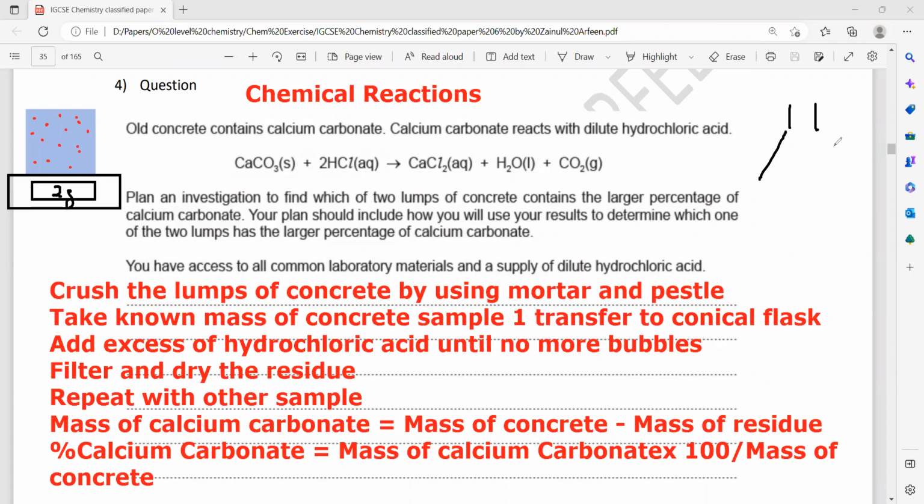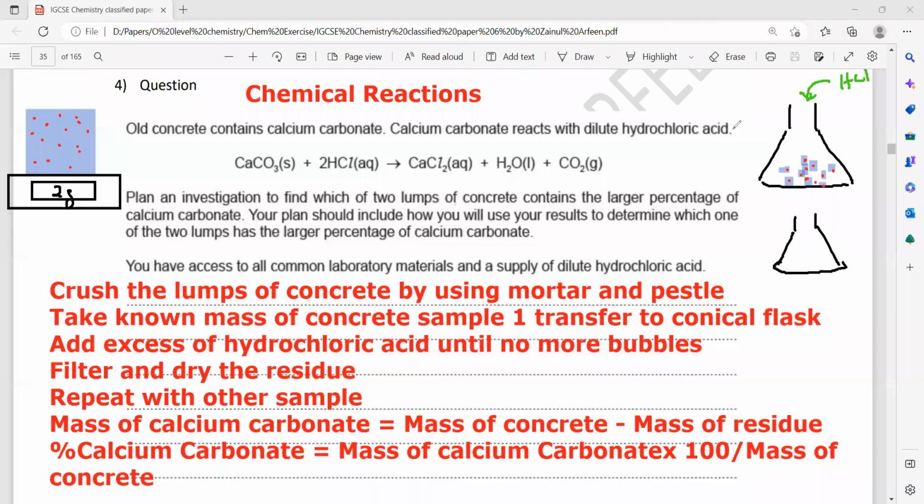So we took a conical flask, and we crush this. When we crush, it will turn into small pieces, and the dots are representing the calcium carbonate. Now what we did to this, we add hydrochloric acid. When we add hydrochloric acid, the calcium carbonate, which is represented by red dots, will react only.